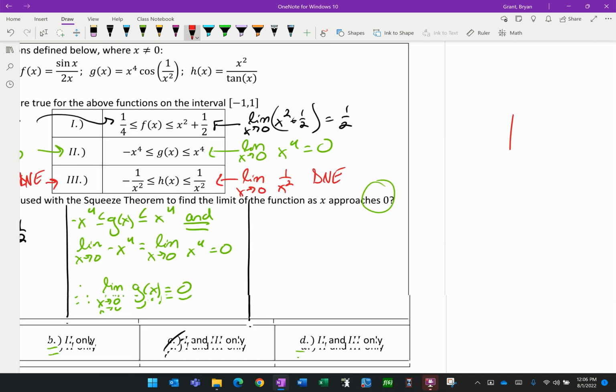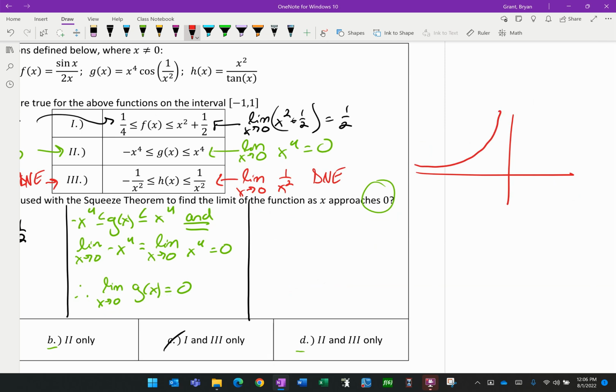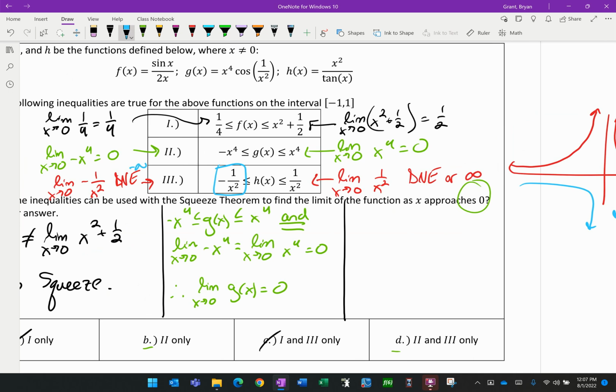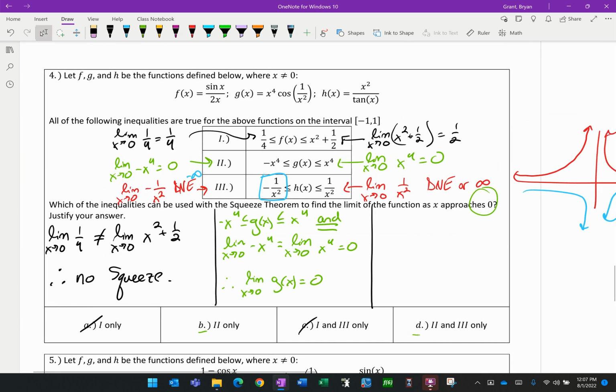The graph of 1 over x squared looks like this. It's not something you have to know, but that's okay. And so actually, this limit, if you wanted to be more accurate, would be positive infinity. And the graph of negative 1 over x squared, if you apply a negative, it's just going to flip it all downwards, is going to be negative infinity. So although they are both does not exist, the more accurate answer is infinity and negative infinity. However, our squeeze theorem actually has to equal L, a value, and that has to be between negative infinity and infinity. So we cannot apply the squeeze theorem here.